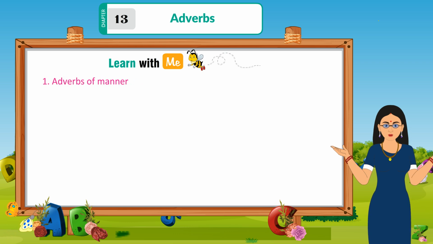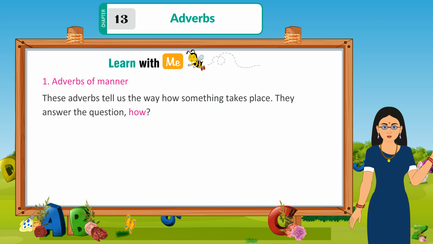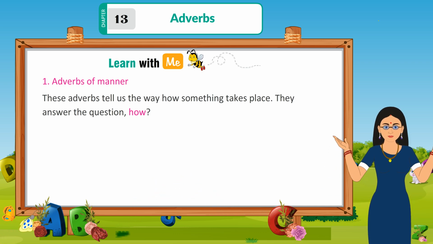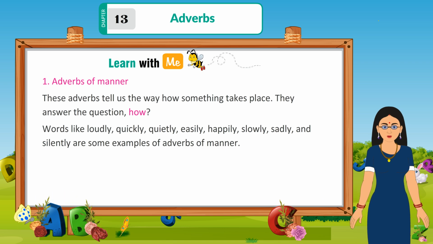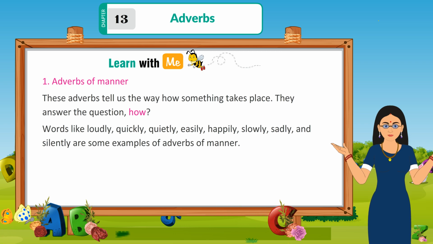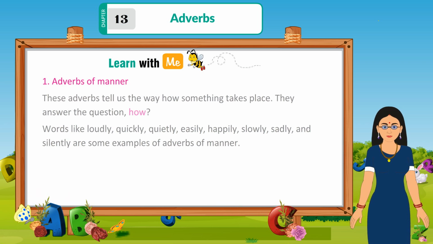1. Adverb of manner. These adverbs tell us the way how something takes place. They answer the question how. Words like loudly, quickly, quietly, easily, happily, slowly, sadly and silently are some examples of adverbs of manner.